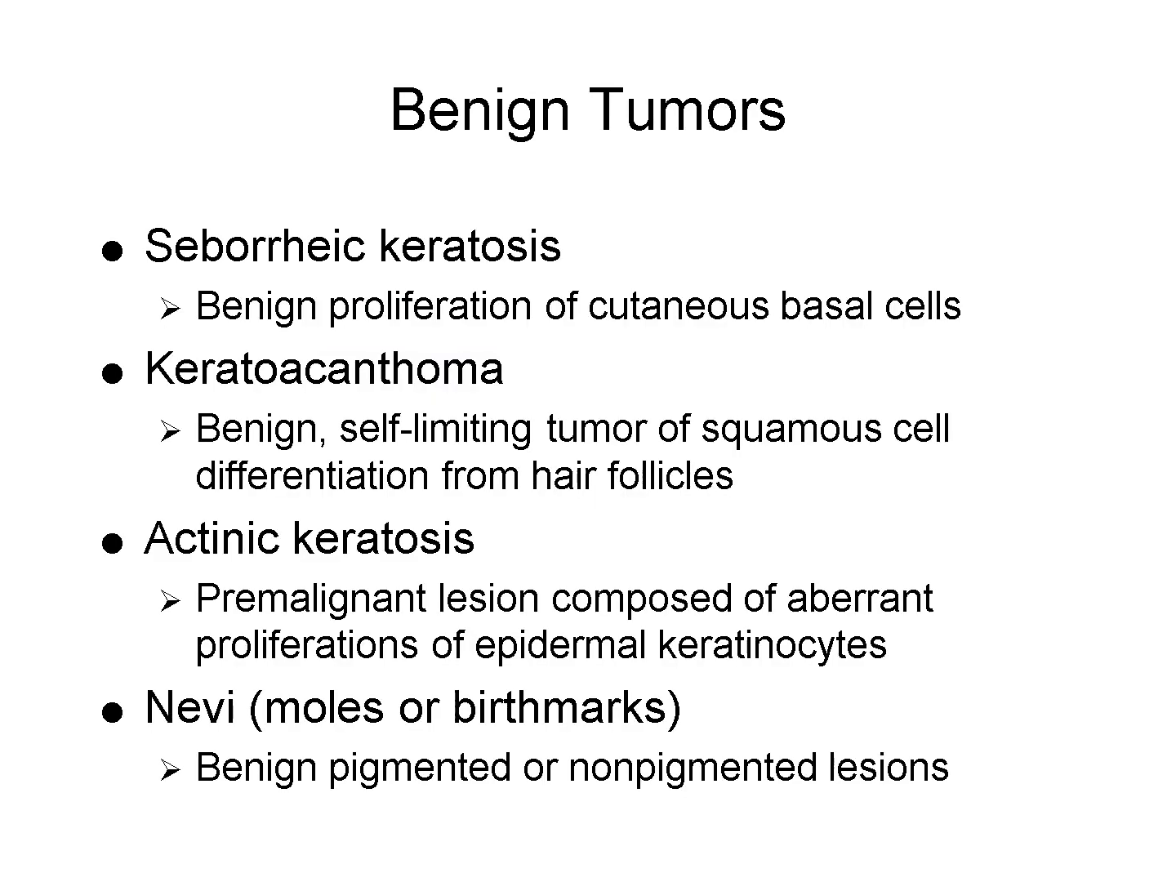Benign skin tumors include seborrheic keratosis, keratoacanthoma, actinic keratosis, and nevi. Seborrheic keratosis appears as waxy, stuck-on plaques, often in older adults. Actinic keratosis is a precancerous lesion that arises from sun-damaged skin. Nevi, or moles, may be pigmented or skin color and are usually harmless unless they change in shape, color, or size.